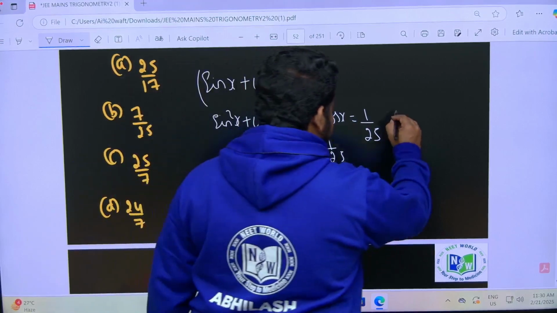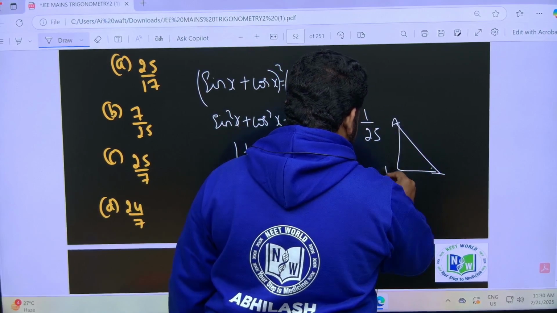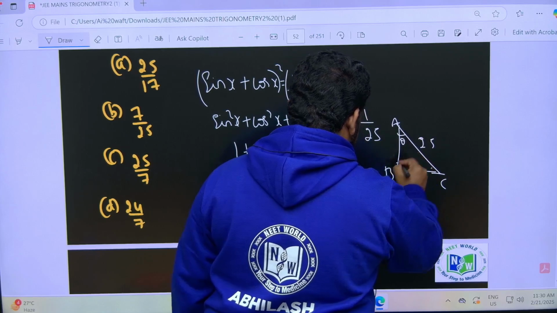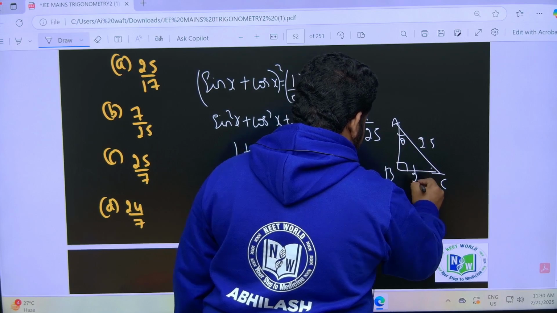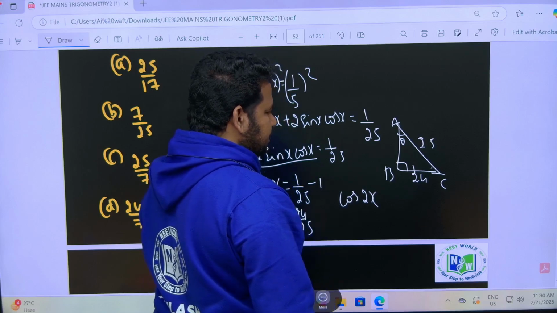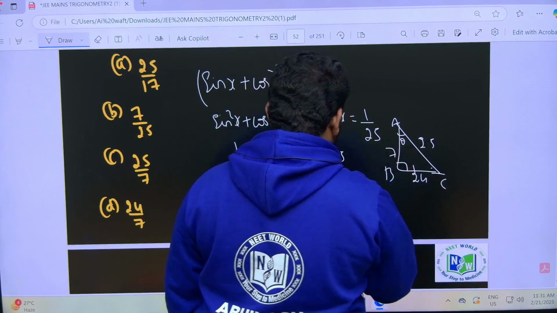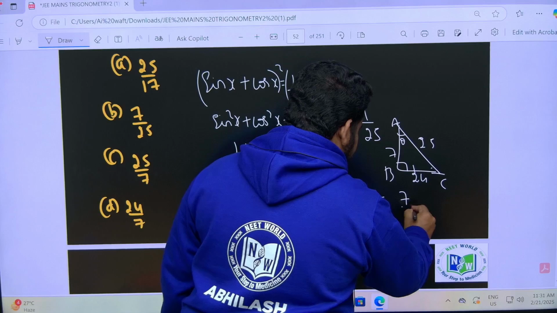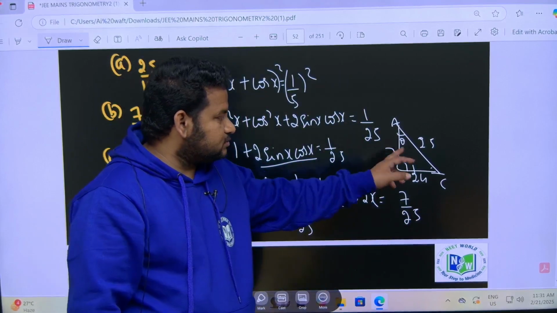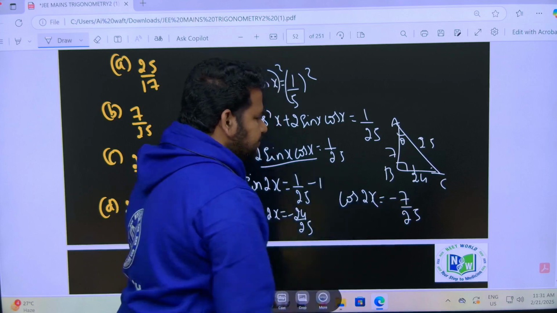Otherwise, if you want me to show using the triangle, A, B, C, this is 90 degree, this is 25, this is opposite, let this angle be theta or x. This is 24, hypotenuse is 25. 625 minus 576 is 49, and square root of 49 is 7. So cos will be 7 by 25. But here it is minus, therefore cos will also be minus.